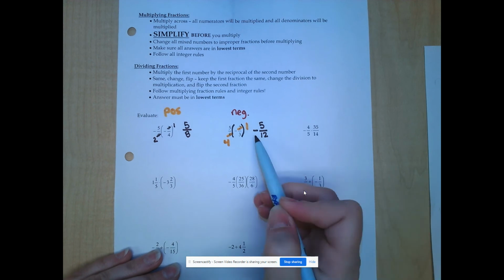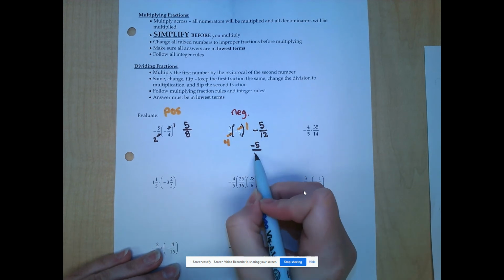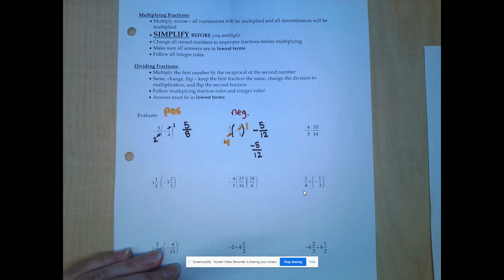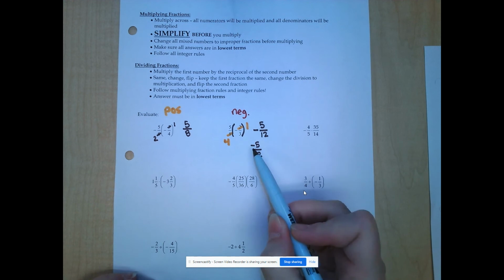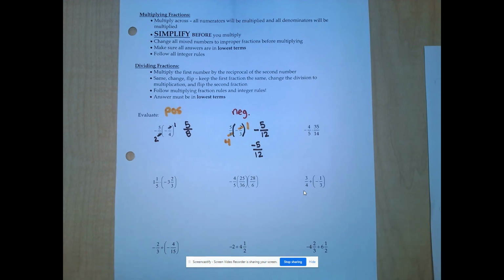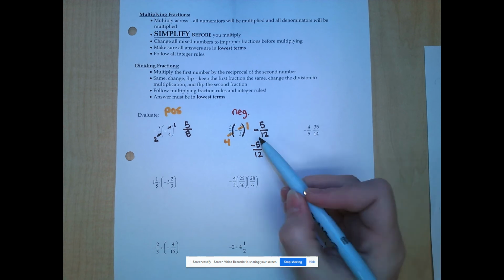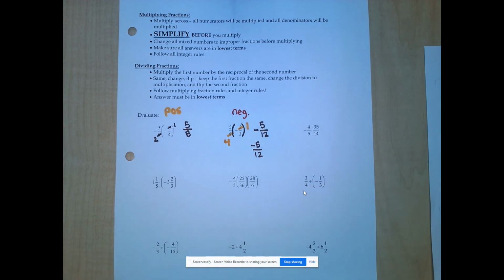Now you can put the negative right in front of the fraction bar. You can also assign the negative to the numerator. We do not, as a rule, assign the negative to the denominator. It's always going to be in front of the fraction bar or in the numerator. It's actually not wrong to put it in the denominator. It is just not best practice. So you'll see me sometimes put it right in front of the fraction bar and sometimes put it up in the numerator, and they are both correct.